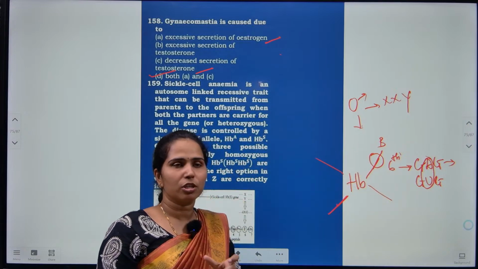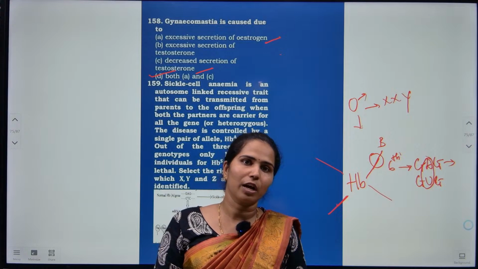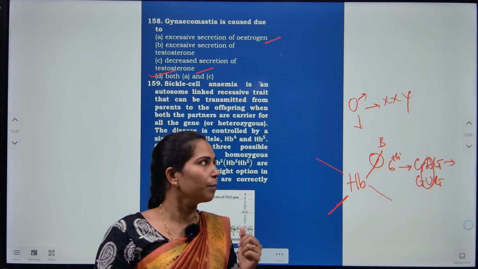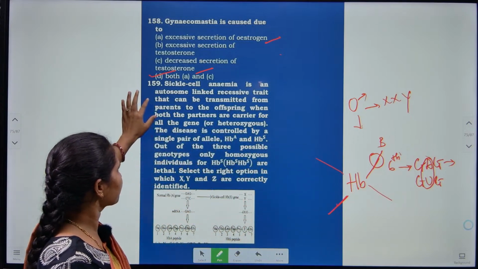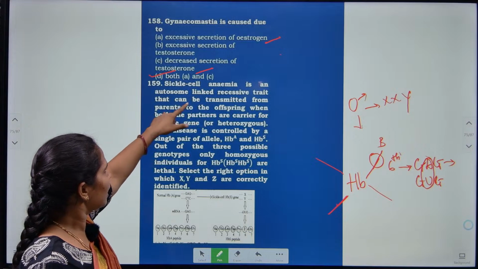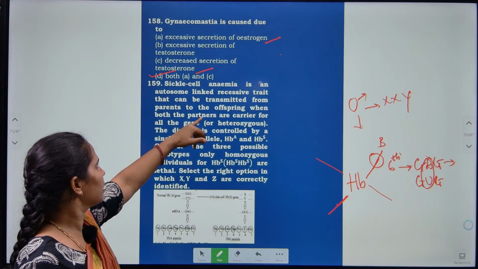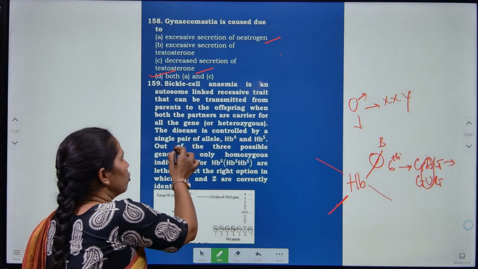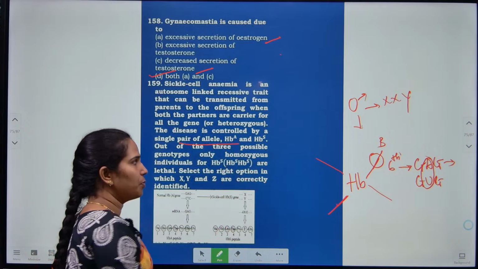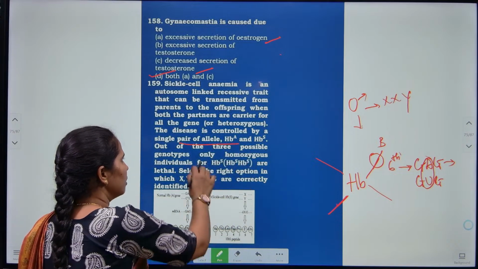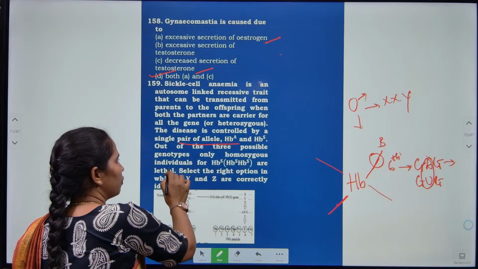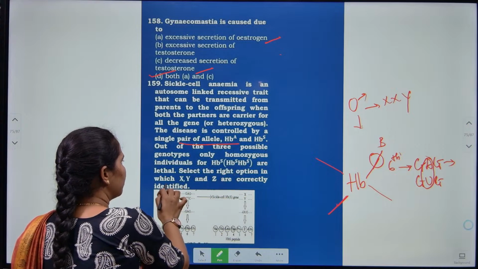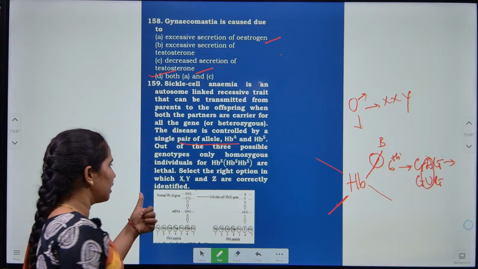Hence the RBC shape, that is the biconcave shape of the RBC, is converted into what? It is converted into the sickle shape here. So this is the condition. Sickle cell anemia is an autosome-linked recessive trait that can be transmitted from parents if both the parents are carriers here, and this disease is controlled by a single pair of genes, that is HbA, hemoglobin A, and hemoglobin S here, of three possible genotypes of the homozygous individual for this. Select the right option in which X, Y and Z are correctly identified.